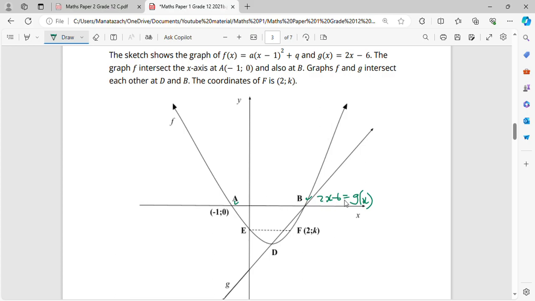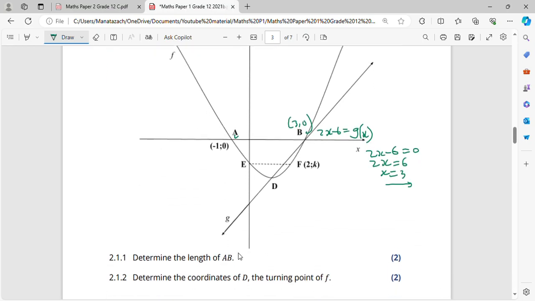So in order to get the coordinates of B, we'll say y is 0, so that will be 2x minus 6 is 0, that's 2x is 6, x is 3, so the x coordinate of B is 3 and 0. So that means length AB will be 3 plus 1. So the length AB is equal to 3 plus 1, that's 4 units.